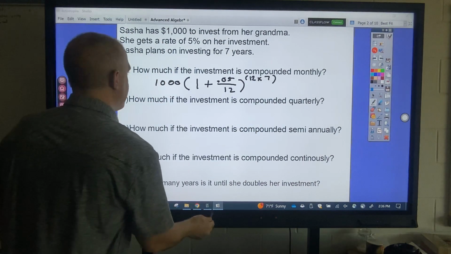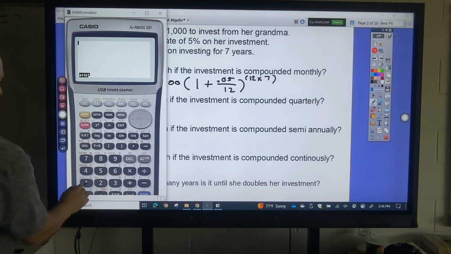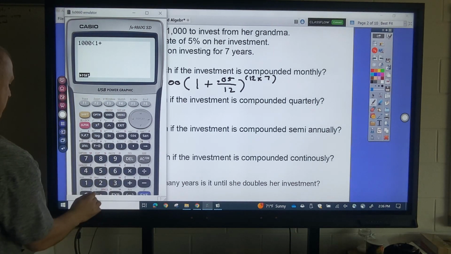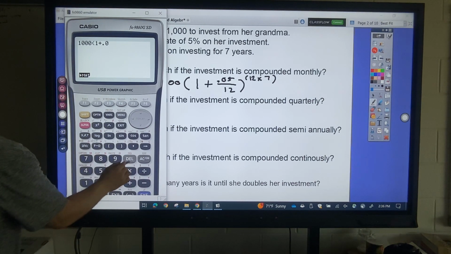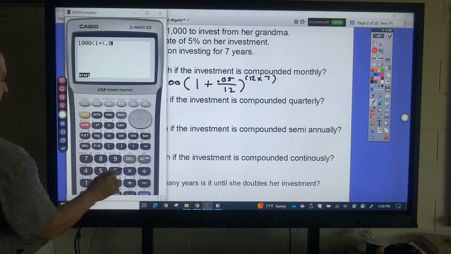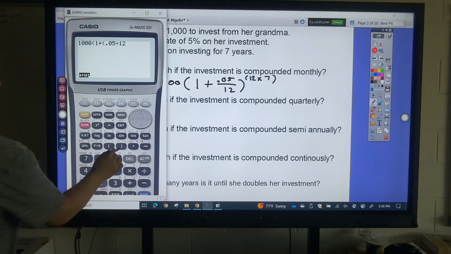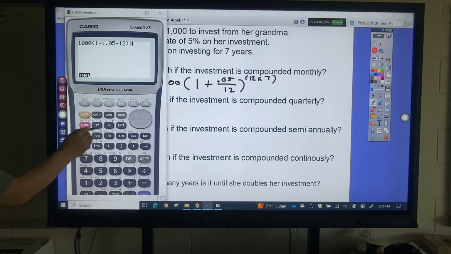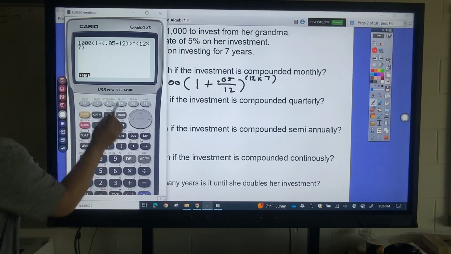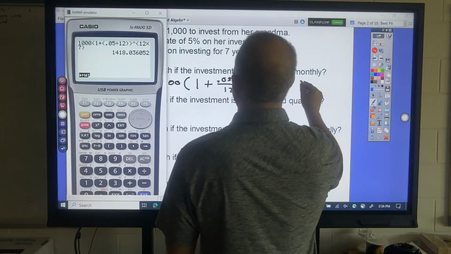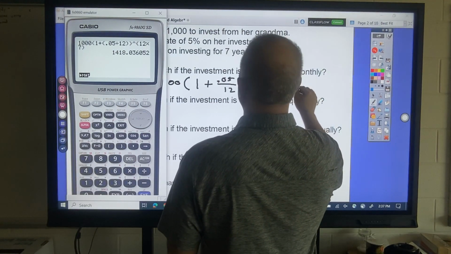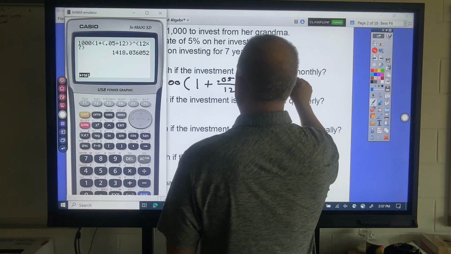So when I type that in, what I do is 1,000, 1 plus 0.05 divided by 12, let me put the parentheses around the division, and then the parentheses in there. Then I have to make an exponent, and that's 12 times 7. Make sure you put your exponent. So that's going to be $1,408.18.